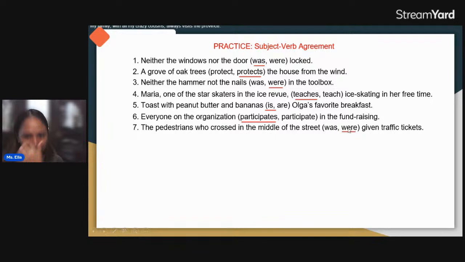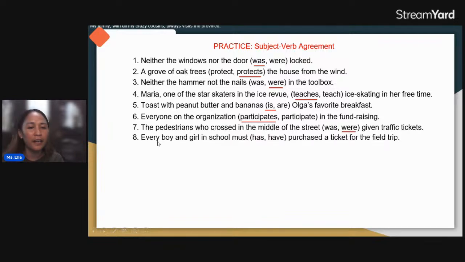All right. Now let's continue. Here, every boy and girl in school must, has, or have purchased a ticket for the field trip. Again, every boy and girl in school must, has, or have purchased a ticket for the field trip.